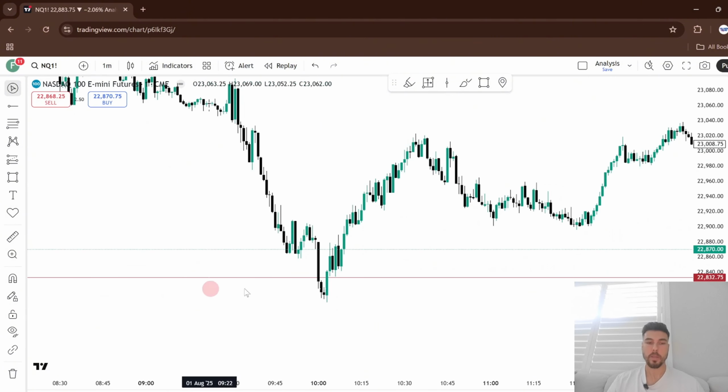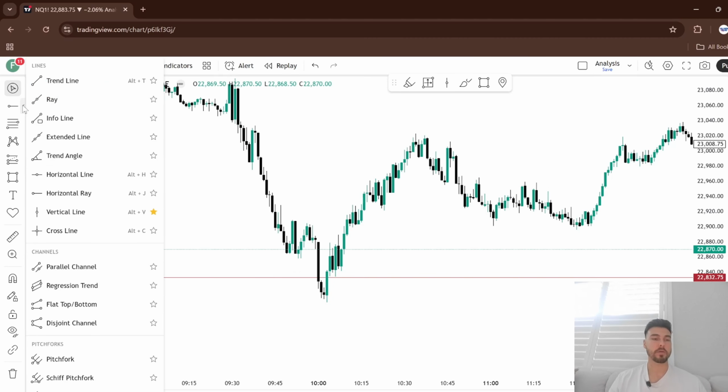This here is that swing low. That red line is the swing low I just mentioned. And I want to mark out the macro with two vertical lines.